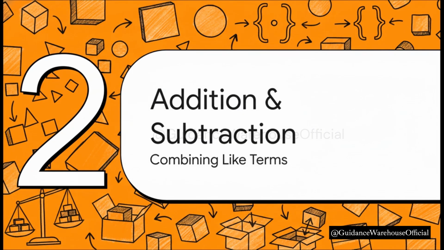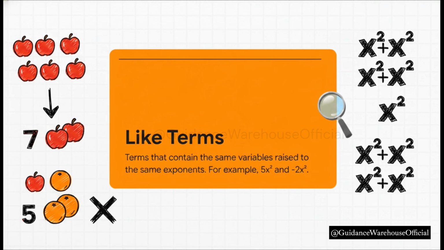Okay, so we know what they are, we know how to name them, now let's actually do something with them. We'll start with adding and subtracting. And the big secret here, it's all about sorting and organizing. And that sorting is built around this idea of like terms. It's a simple concept. Like terms are just terms that have the exact same variable raised to the exact same power. The coefficients can be different, that's fine.